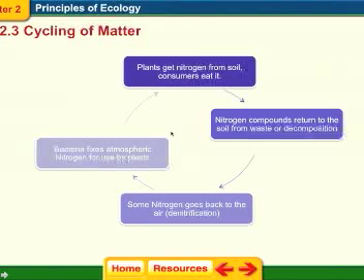All right, and this is a little bit of another overview of it, but it's the same sort of information. Plants get nitrogen from the soil, consumers eat it. Nitrogen compounds return to the soil from waste, decomposition. Your pea has nitrogen in it. Some nitrogen goes back to the air. This has a name. We'll talk about that in a second. And then bacteria fixes the atmospheric nitrogen for use by the plants. And so it goes around and around like this.